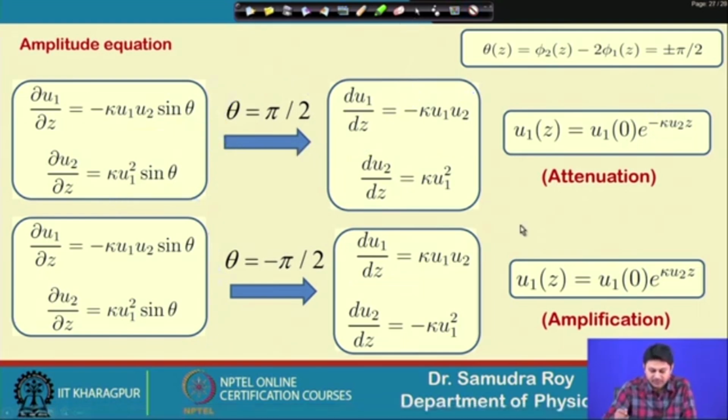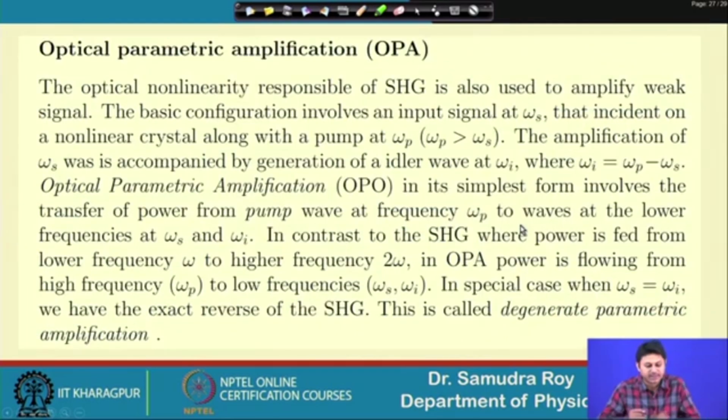Okay, so let me go to the next important topic, and this is optical parametric amplification. So far we have been dealing with a very specific case, as I mentioned, and that is subharmonic generation. For subharmonic generation, from 2 omega we are going to generate omega. But in general, optical parametric amplification is defined in this way, as shown on your screen.